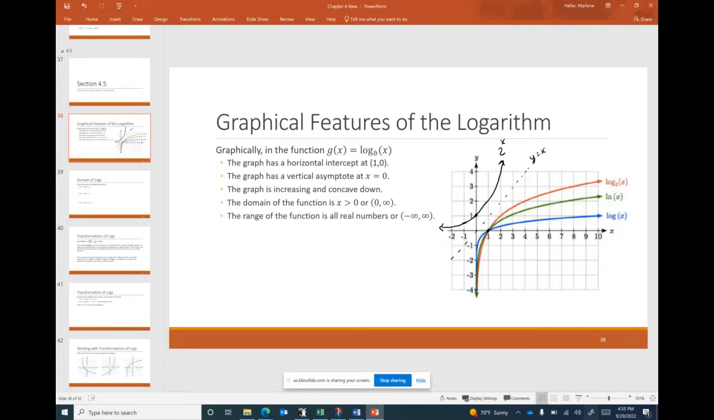Okay, so there's a vertical asymptote at x equals 0. We can see that right here, and that makes sense, right? Because on the exponential function, we have a horizontal asymptote at y equals 0.